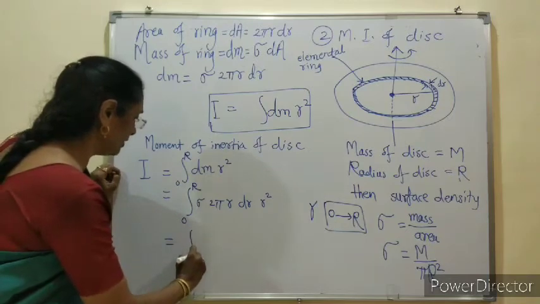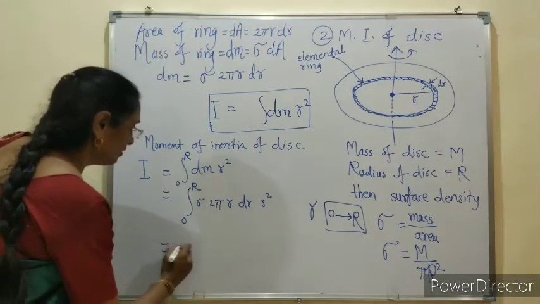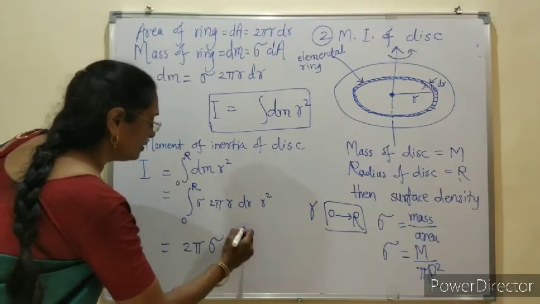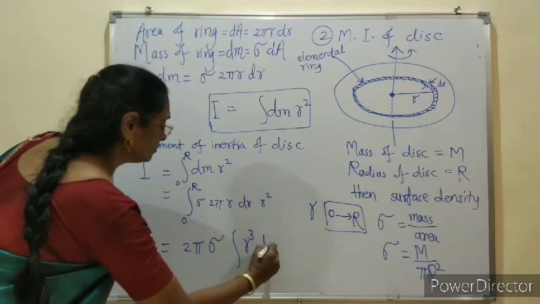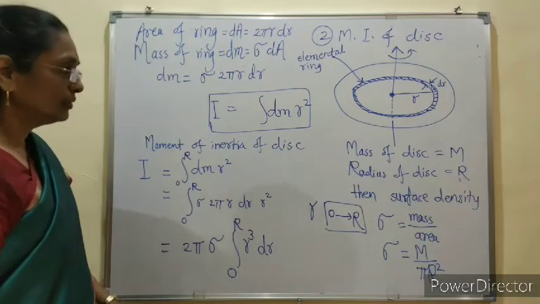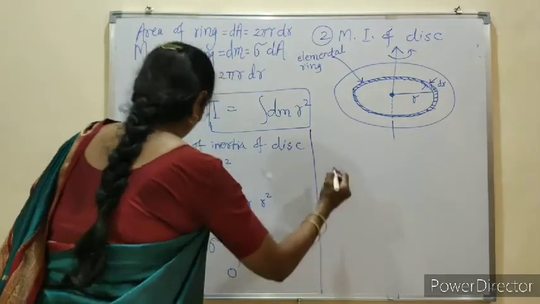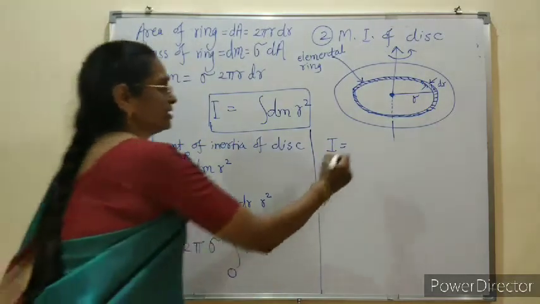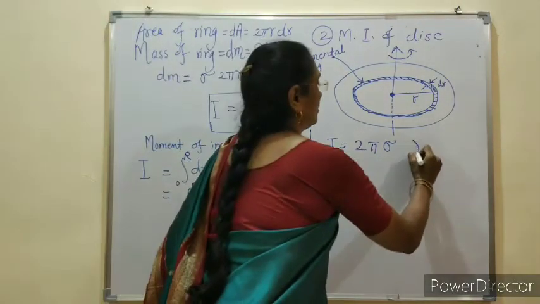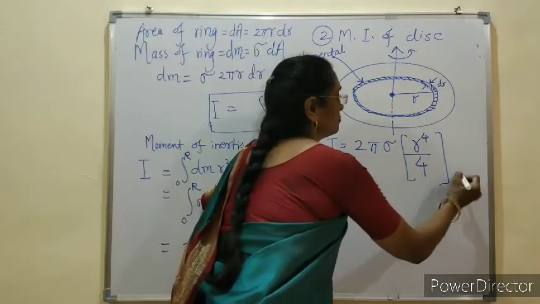It is equal to integration of, here we take constant terms outside the integration. Twice pi sigma can be taken outside the integration, and we get r into r cube dr. Integration varies from 0 to r. Now we can proceed. I is equal to twice pi sigma and integration of r raised to 3 is r raised to 4 divided by 4, and its limit is from 0 to r.